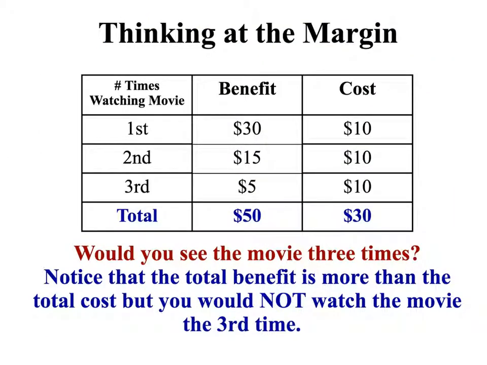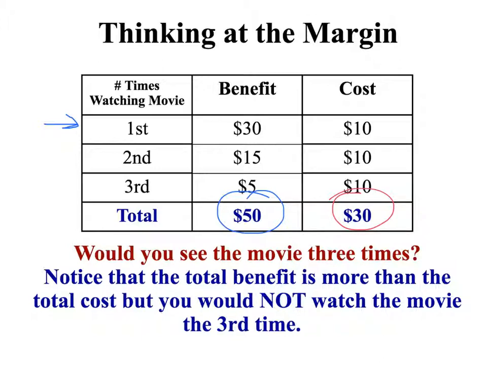All right, so here we have a table about going to the movies, okay? The first time that you go to the movies, you felt like it benefited you $30 worth of utility or satisfaction. That's how much you enjoyed the movie. And it only cost you $10. Now, the second time you watched the movie, you got $15 worth of benefit, and again, it only cost you $10. And the third time, the movie gave you $5 worth of benefit, and it cost you $10. So we can see our total benefit after watching the movie 3 times is $50, and our total cost is $30. So, would you go see this movie 3 times?